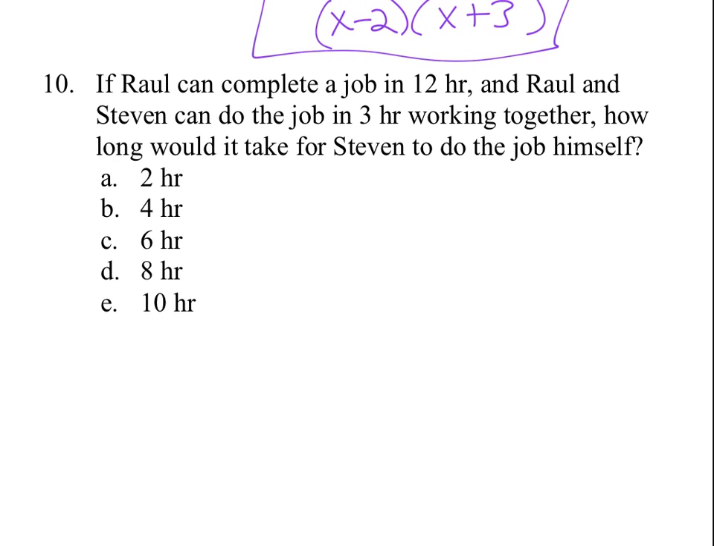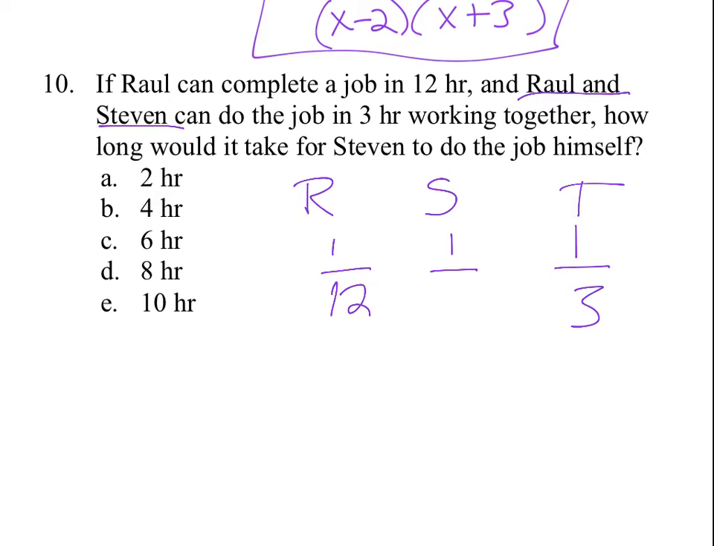Okay, now we have, if Raul can complete a job in 12 hours, that means his rate, that's R for Raul, by the way, is 1/12 of a job per hour. Raul and Stephen together, that's their total. They can do it together in 3 hours. So at a rate of 1/3 of the job per hour. So we want to know, what is Stephen's rate? How long will it take Stephen to do the job by himself?